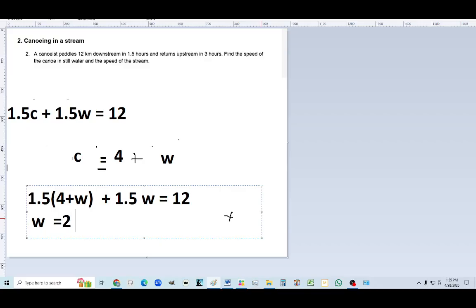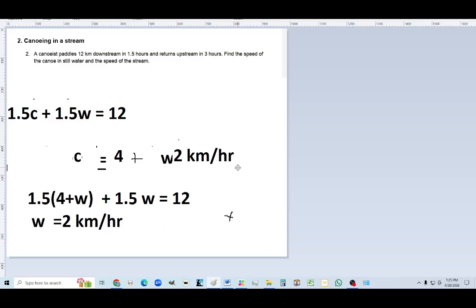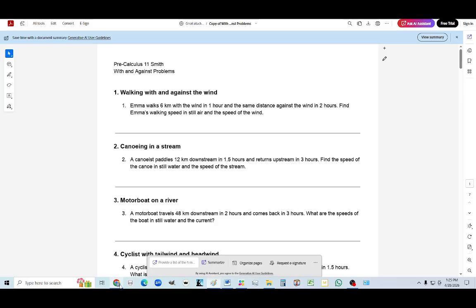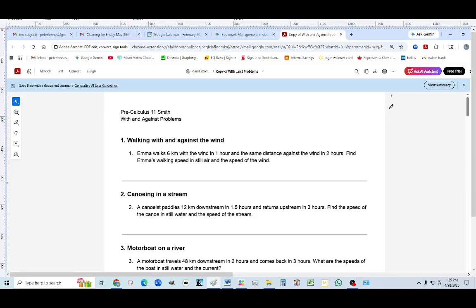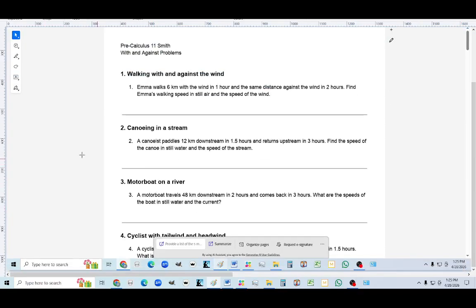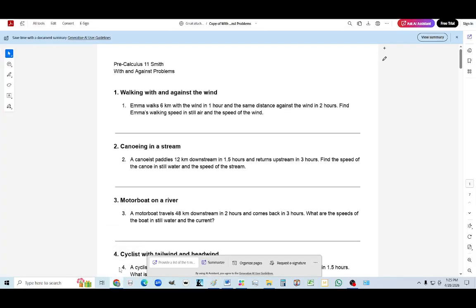2 kilometers an hour. You're probably going to lose points if you don't put a speed, because they're looking for a speed. And once you know the speed of this, it's easy to figure out the canoeist speed, because you can just replace it with the wind in the simple equation. C is 4 plus 2 kilometers an hour, the canoeist speed is 6 kilometers an hour. Okay? They're all like that. So you see 2 hours, 3 hours. Whenever you see 2 different times, this is the way you're going to do it. Now, just to make sure, we're going to go down to the answer key.